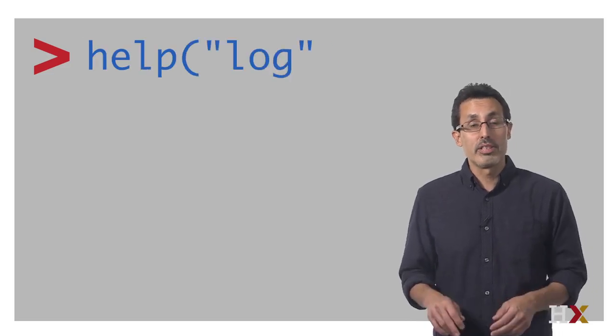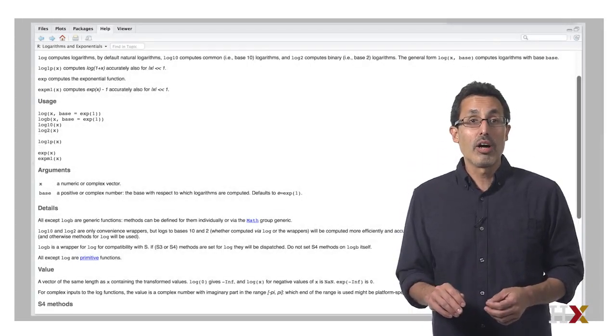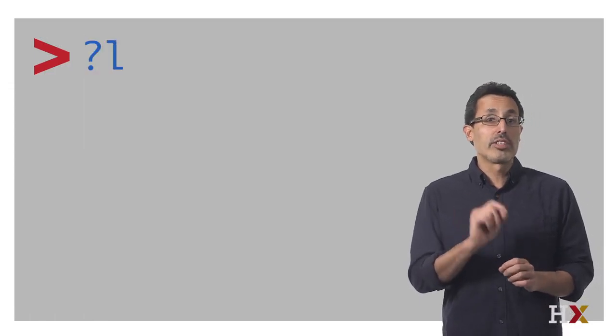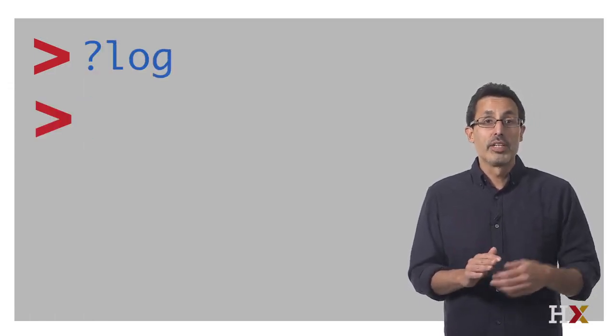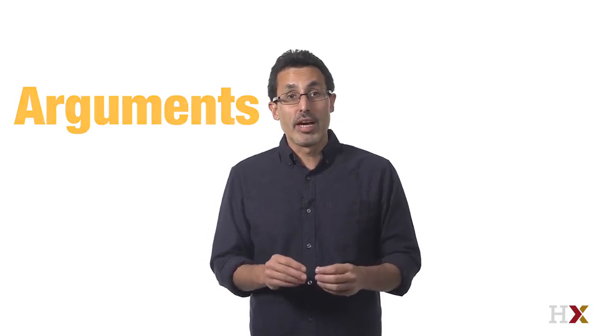Help, open parentheses, and then the function name in quotes. For example, here's the help for log. For most functions, you can use a shorthand, which is the question mark followed by the function name, and that will show you the same help file. The help file will show you what the function is expecting. These are the arguments. For example, log expects an x, a value, and it also expects a base. You can see that from looking at the help file for log.